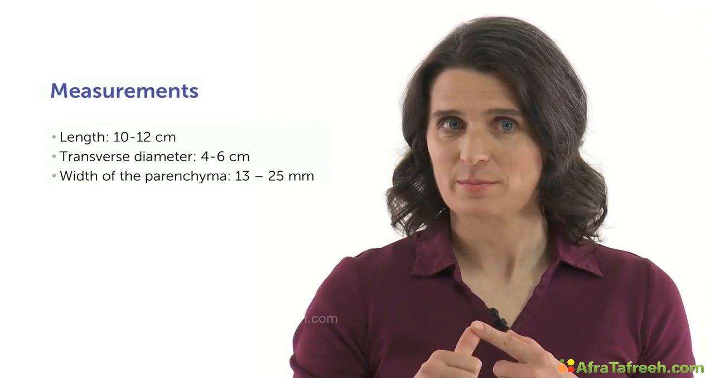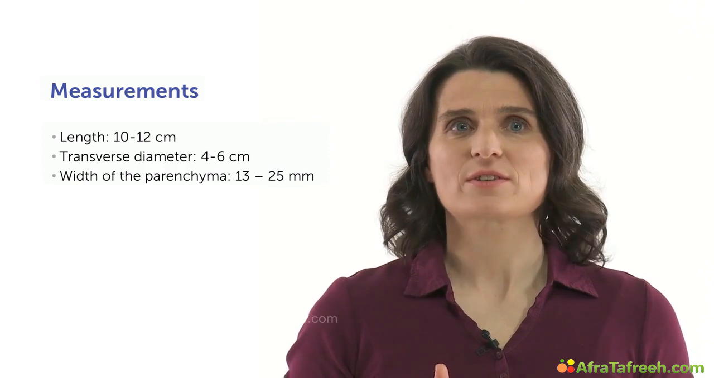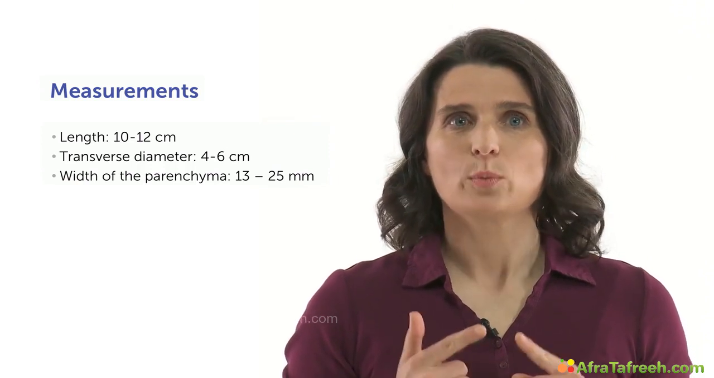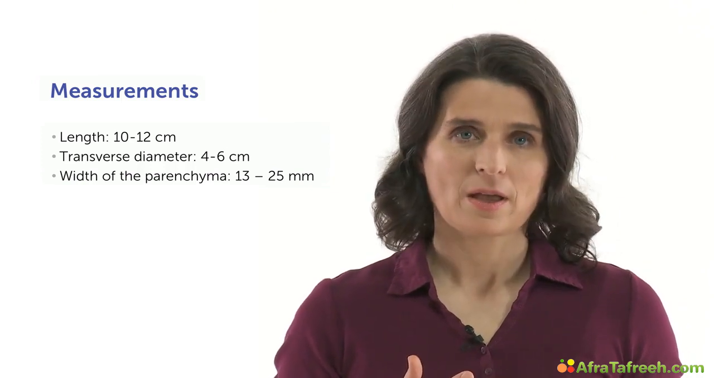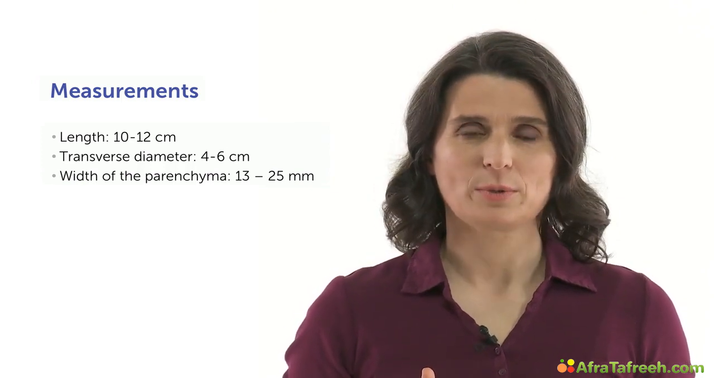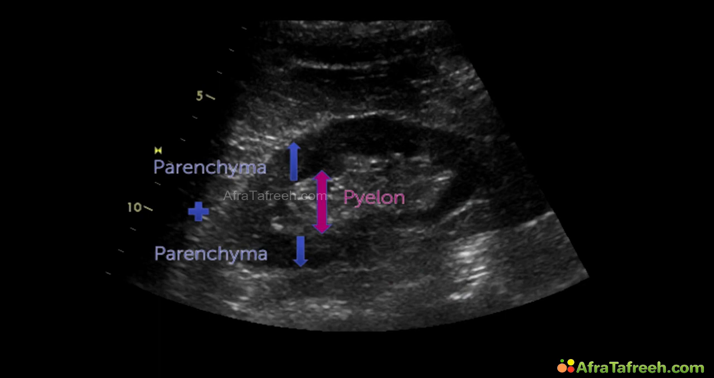The normal diameters of the kidneys in ultrasound are about 10 to 12 centimeters in length and 4 to 6 centimeters in transverse diameter. The width of the parenchyma should be at least 13 millimeters. Up to 25 millimeters is normal. And we've got another measurement, the PP index, the parenchyma Pyelon index. And it shows the ratio of parenchyma to the complex of the renal pelvis.